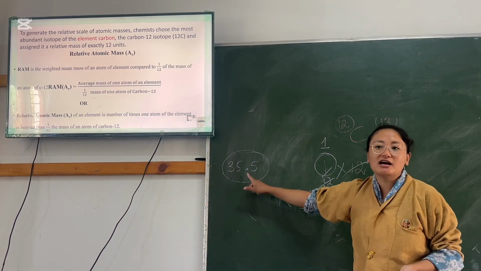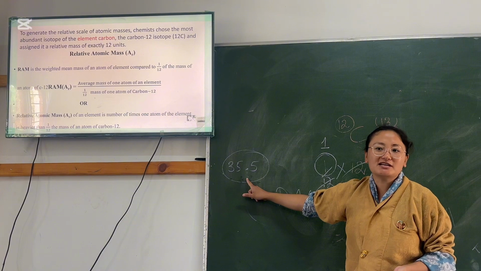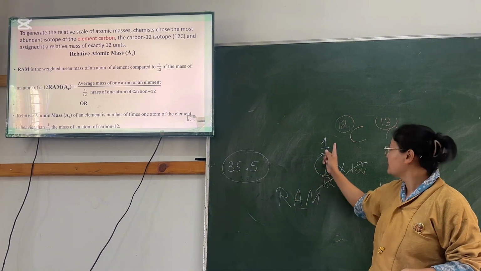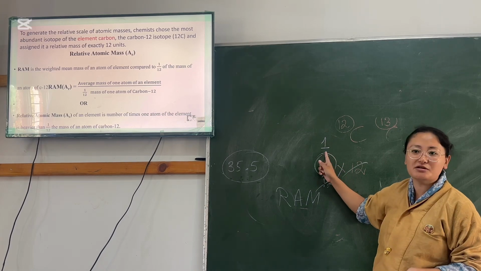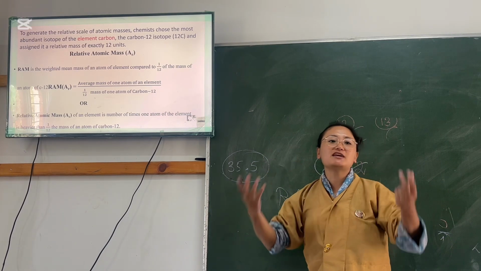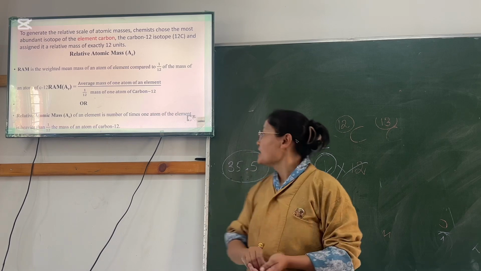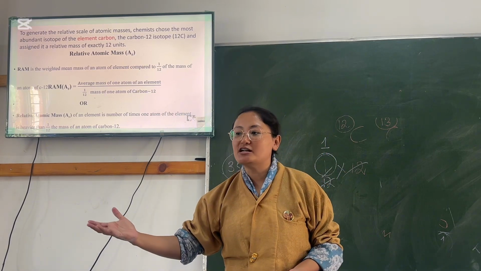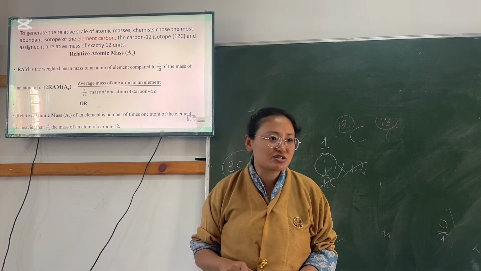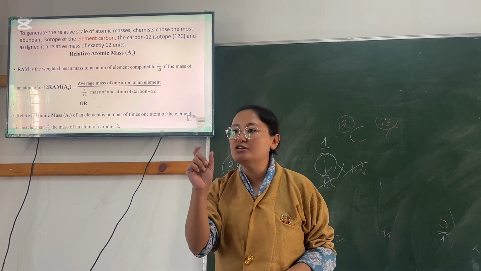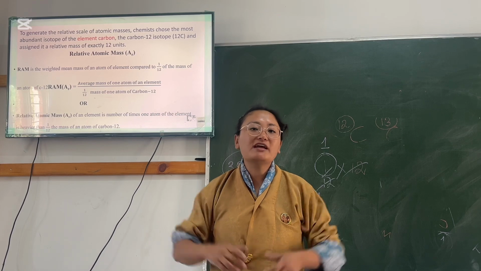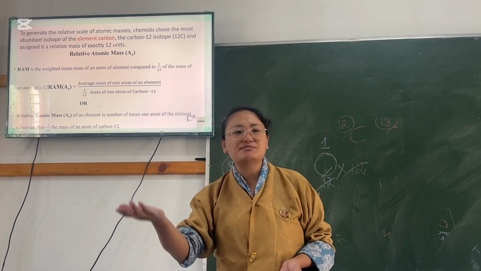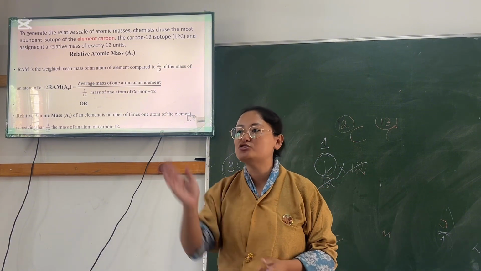You are saying your chlorine atom is 35.5 times heavier than 1/12 the mass of carbon 12, because 1/12 of 12 is 1. How many times heavier, that is the relative. Because you are comparing, for example, my father is 3 times older, not 3 years older. Is it correct to use the unit? When you compare, it is not wise to use the unit. Times heavier, times lighter, we don't use units.